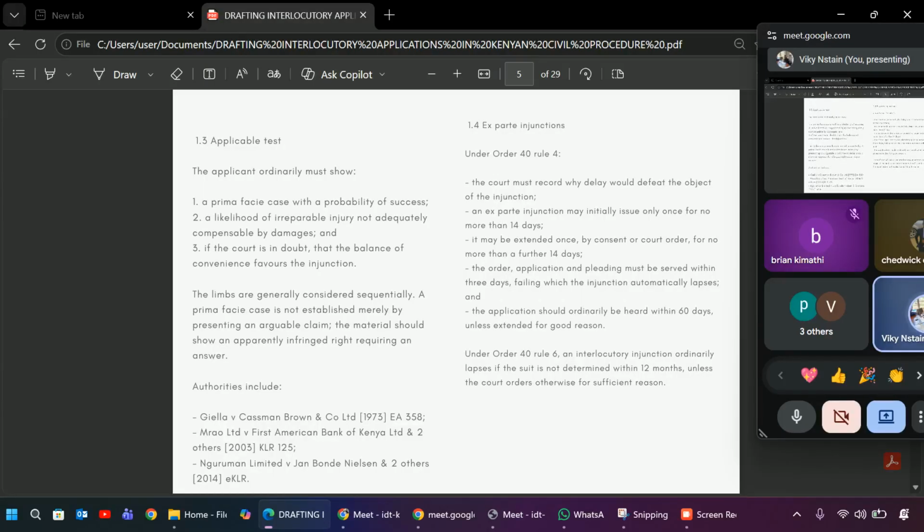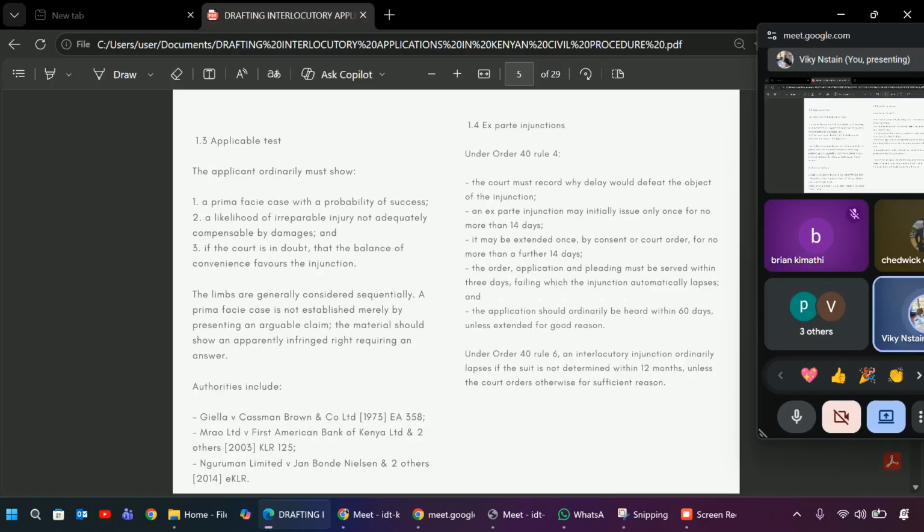Then, on ex parte injunctions, Order 40 Rule 4 continues to tell us that the court must record why delay would defeat the object of the injunction, and an ex parte injunction may initially issue only once for no more than 14 days. And it may be extended once by consent or court order for no more than a further 14 days.